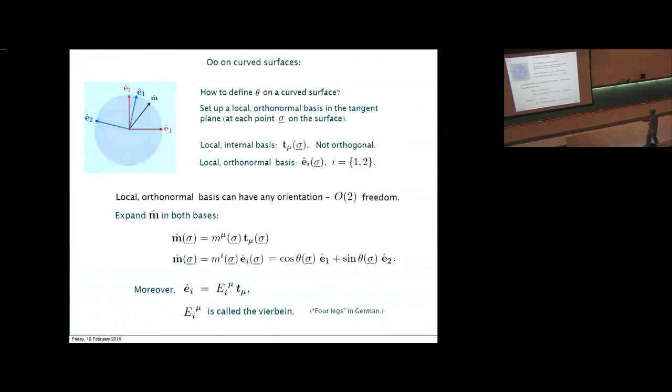Okay, orientational order: I have to set up a local orthonormal basis. Now this basis is different from the local internal basis, which I get from parameterization of the surface. I have to define tangent vectors. Now I have a freedom, O2 freedom. I can orient the basis, the local orthonormal basis, in any which way I want at any given point. So I can expand the vector field I am interested in, the XY vector field, either in terms of the tangent vectors or in terms of the local orthonormal basis. And I can write the local orthonormal basis in the tangent internal basis of the surface. This has a name. It has four legs because each of the indices has two legs.